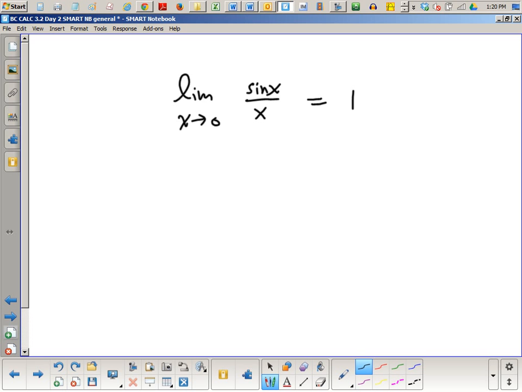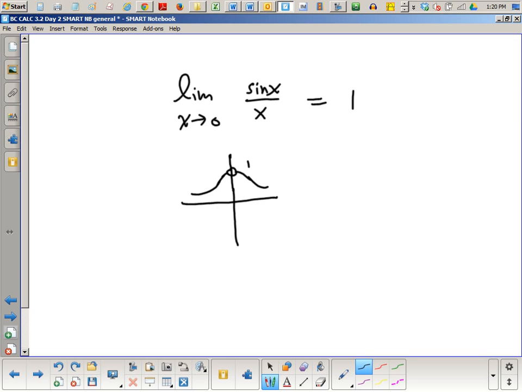But what exactly does this mean? Well, if you're looking at the graph of sine x over x, it means that on either side of 0, the limit is 1, right? And if you actually zoom in on the point 0, 1, you'll find it's actually empty, right? You guys understand that? Okay.